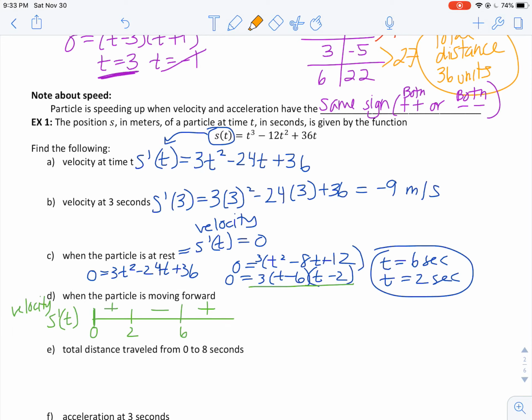So when is it moving forward? When our velocity is positive. So we're going to write 0 to 2 seconds and 6 to infinity seconds. They did not restrict our domain, so we're going to keep it like that.